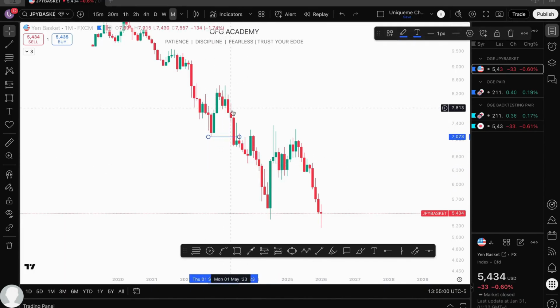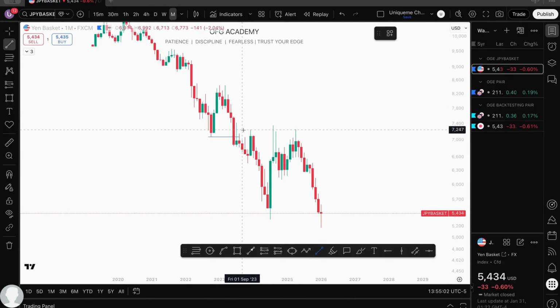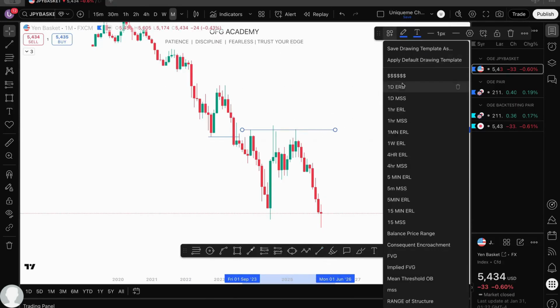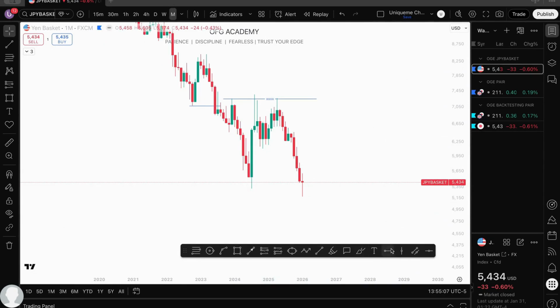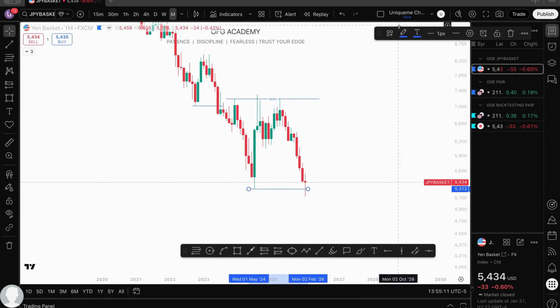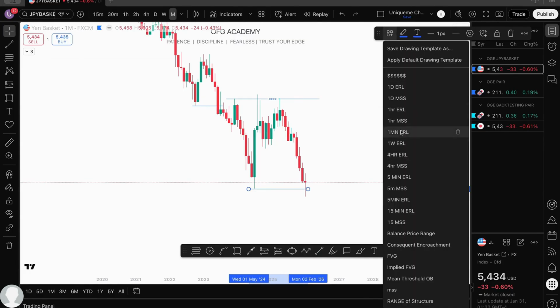That price cleared out the liquidity here, making this an inducement. This was entirely an inducement, which price was required to come and clear out this low. Price has taken out external range liquidity on the monthly time frame.